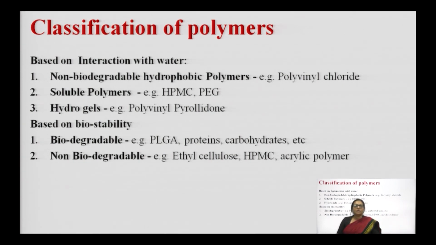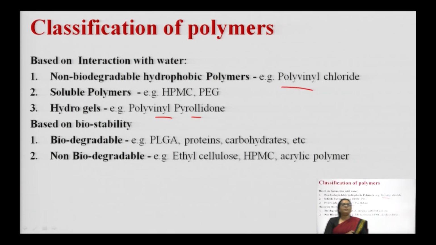The next type of classification is based on interaction with water. They have been classified into non-biodegradable hydrophobic polymers, exemplified by polyvinyl chloride. They are non-biodegradable and hydrophobic. Soluble polymers, which are water soluble, include HPMC, hydroxypropyl methyl cellulose, and polyethylene glycol. Hydrogels are exemplified by polyvinyl pyrrolidone.